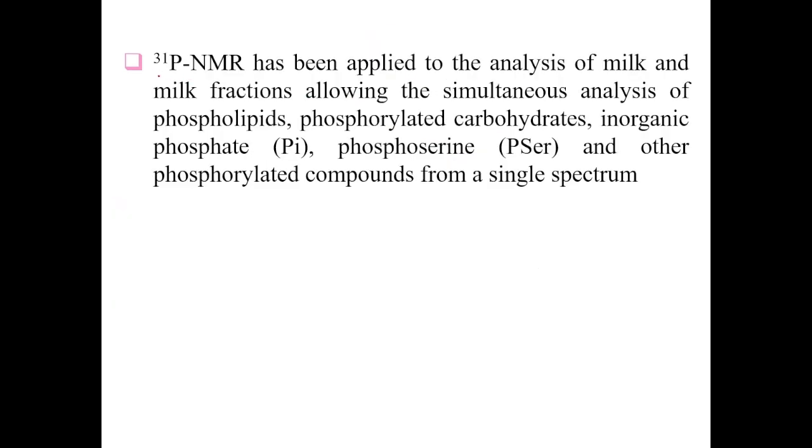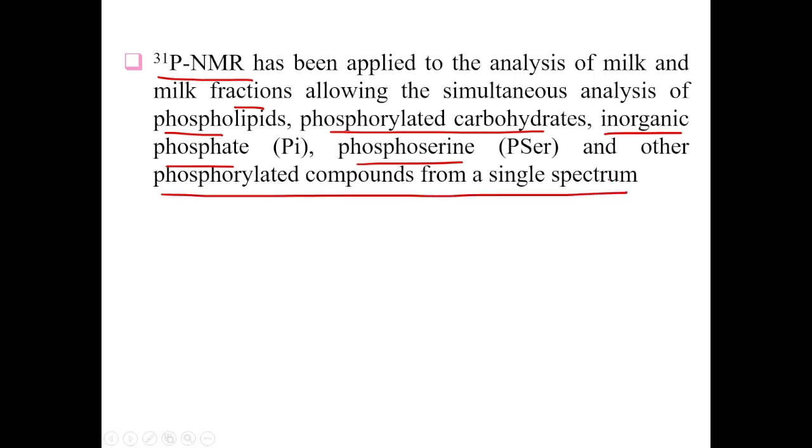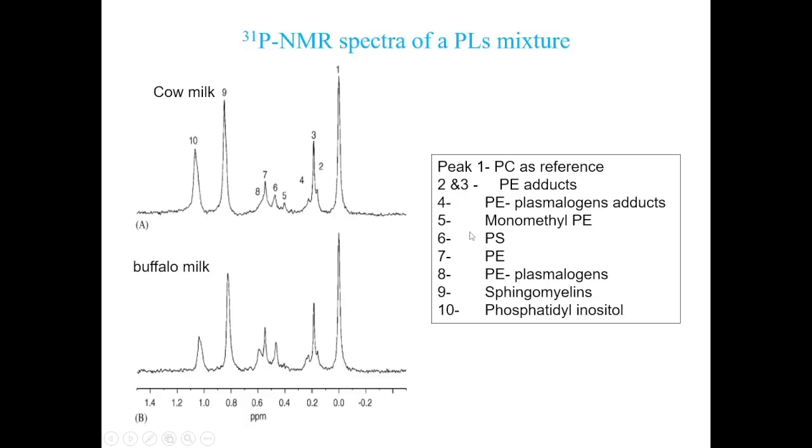Now, in milk we have phospholipids also, various phosphorus containing compounds. So P NMR can be applied for the analysis of milk and milk fractions, allowing the simultaneous analysis of phospholipids, phosphorylated carbohydrates, inorganic phosphate, phosphoserine and other phosphorylated compounds from a single spectrum. All the phosphorus containing components in milk can be determined using P31 NMR.